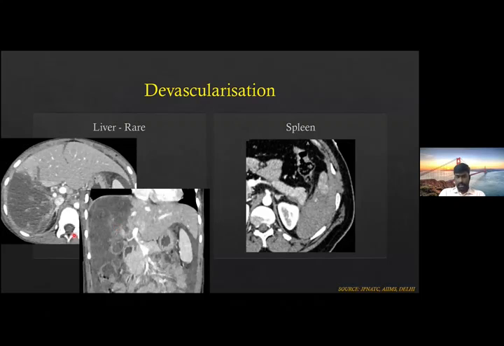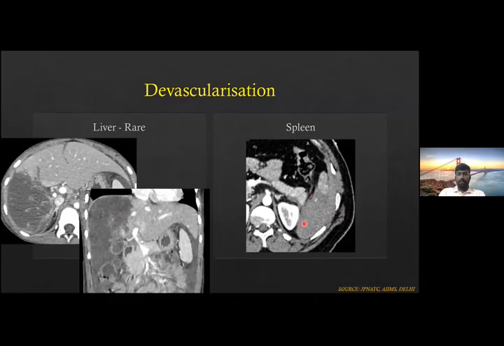However, as we can see in this case, if there is a disruption of hepatic artery and portal vein, in this case it was a disruption of the hepatic artery with thrombosis of the portal vein, the patient can have these rare incidences of hepatic devascularization. And here we can see a non-enhancing splenic parenchyma. There is no surrounding hematoma. So this is a case of splenic devascularization.